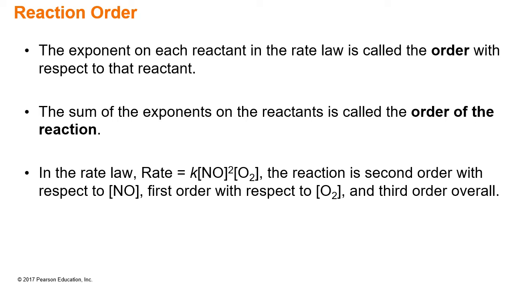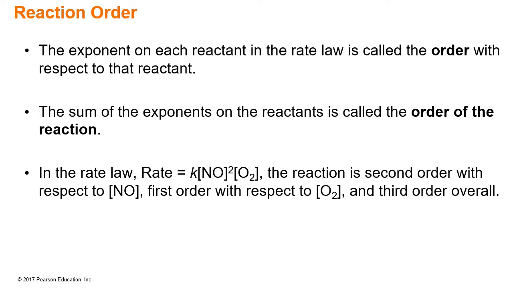When we look at the rate law, there are two different orders that we can consider. One is the order with respect to that reactant, and when we say order, what we mean is that exponent that we're raising the concentration to. Or we can talk about the order of the reaction, and that is the overall order, the sum of all of the exponents in our rate law.